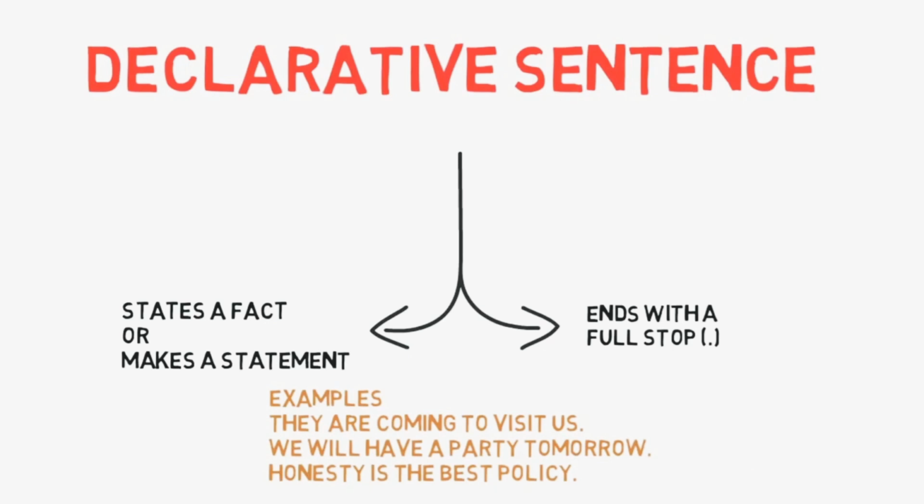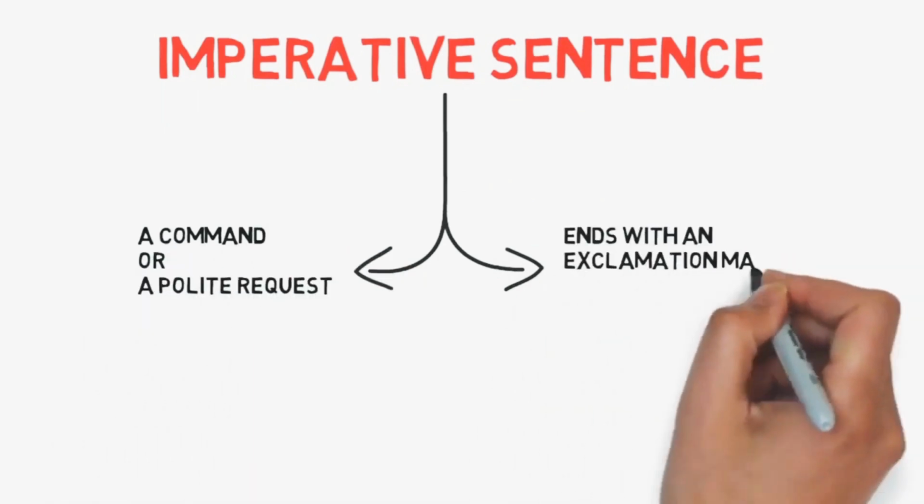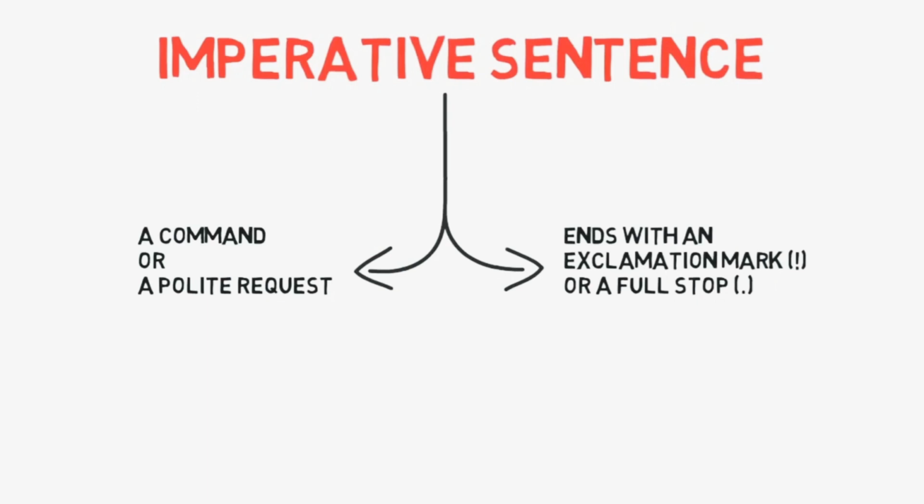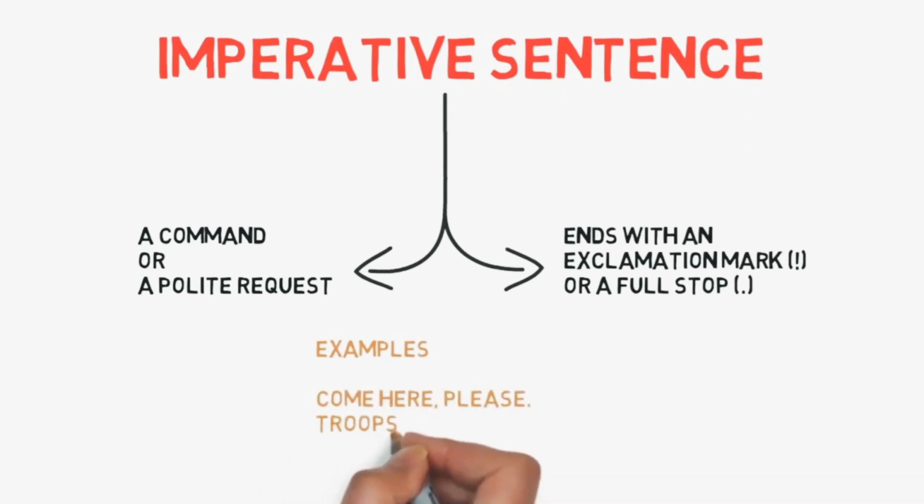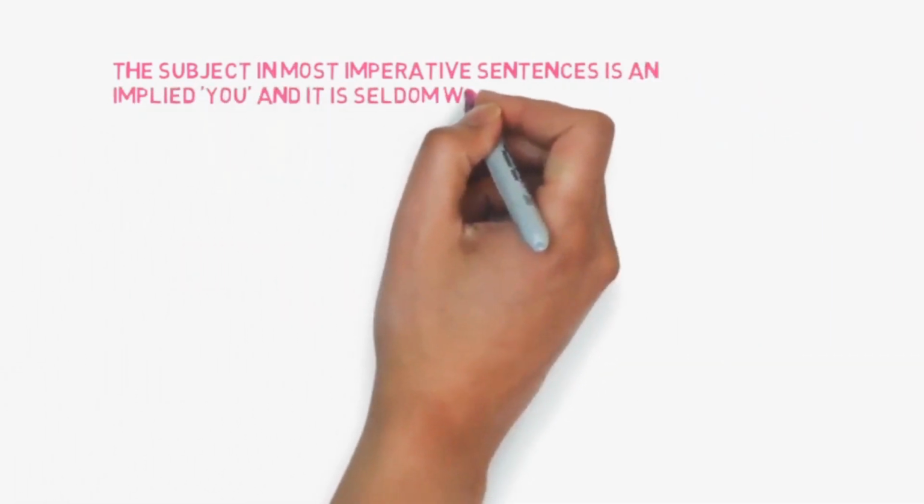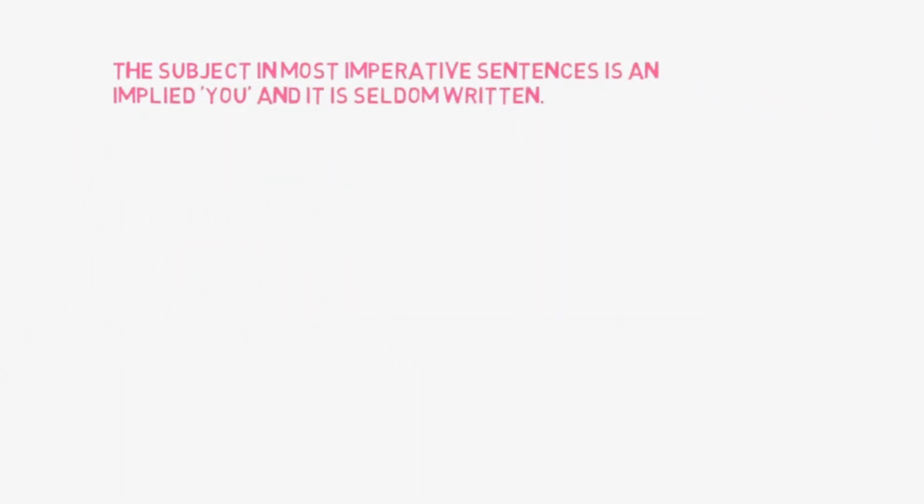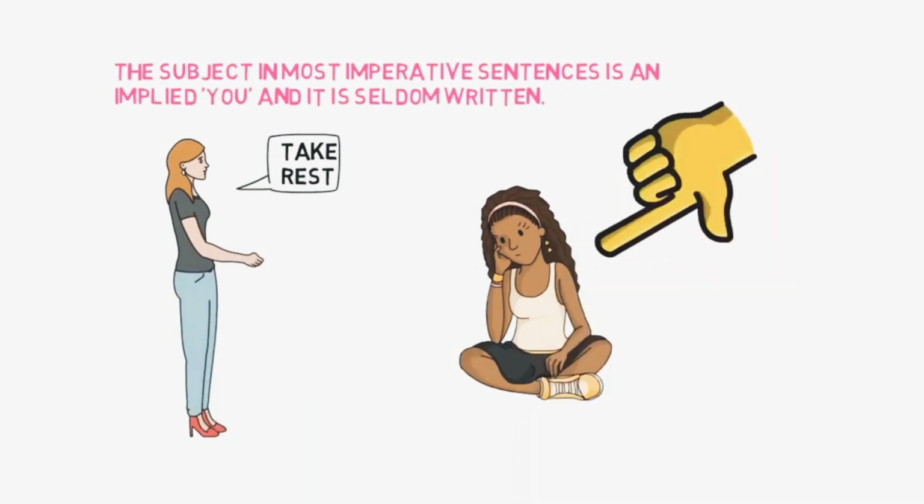Imperative sentences. It is a command or a polite request and it ends with an exclamation mark or a full stop. Let's understand this with examples. A polite request: come here please, and a command: troops march. One more thing, the subject in these sentences is an implied you and it is seldom written. Now, what does it mean? If I say take rest, it is evident that I am talking to you and I haven't mentioned it. This is the implied you.